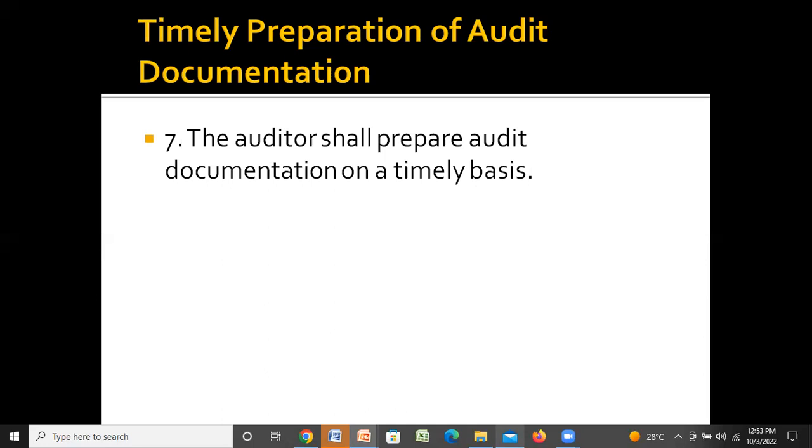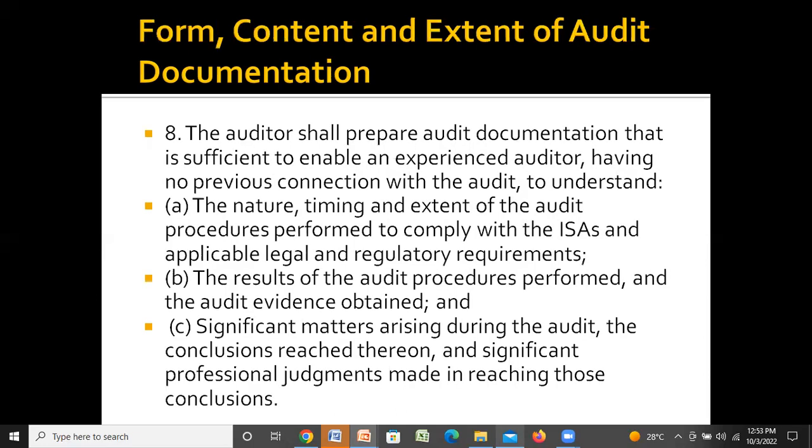Your audit planning is documented, your audit execution is documented, your audit reporting phase is documented. So this has to be done on a timely basis. Form, content, and extent of audit documentation. Paragraph 8. The auditor shall prepare audit documentation that is sufficient to enable an experienced auditor.